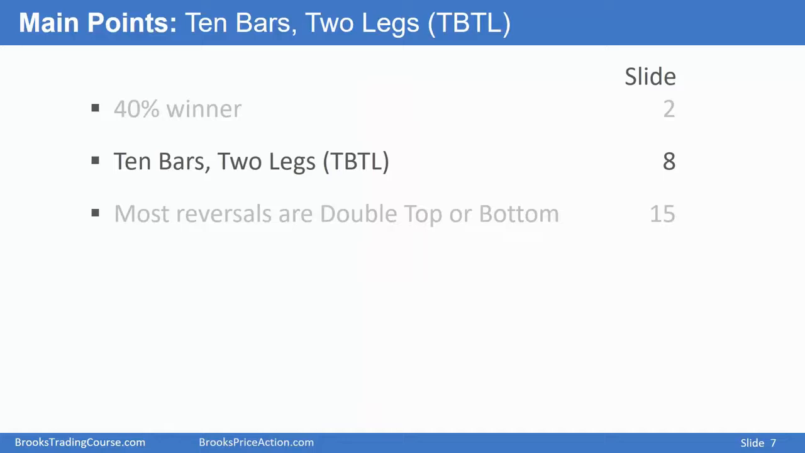The minimum objective when you're looking for a reversal, 10 bars, 2 legs. It can be more than 10 bars, it can be more than 2 legs, but this is a minimum reasonable objective.